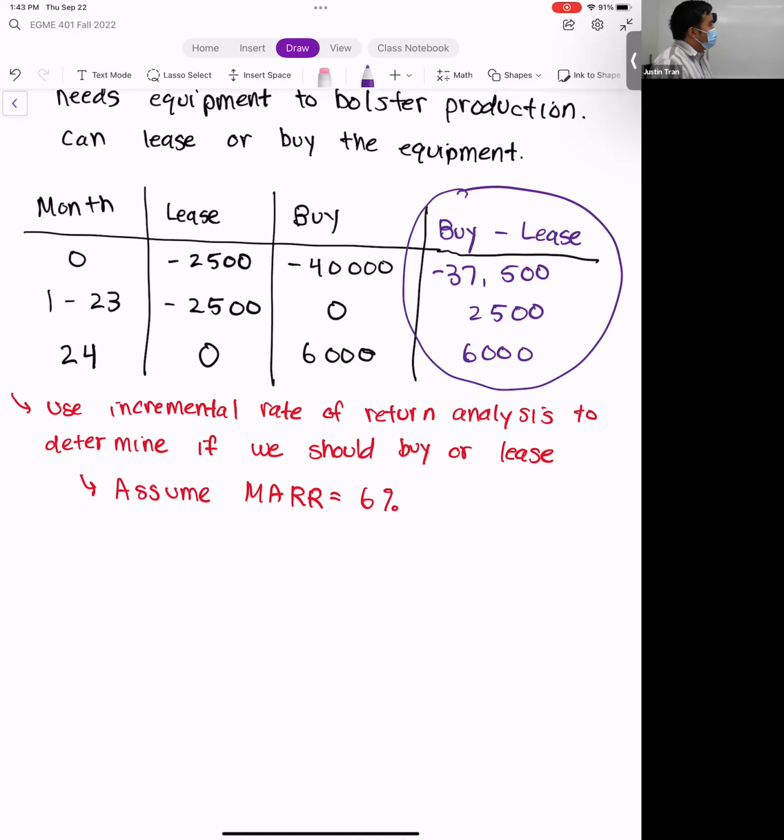So there we go. Now let's go ahead and find the rate of return of that column. And just like we've always been doing, let's compute the net present worth of that last column. Let's start with the initial cost of the increment, and so we have a minus 37,500.